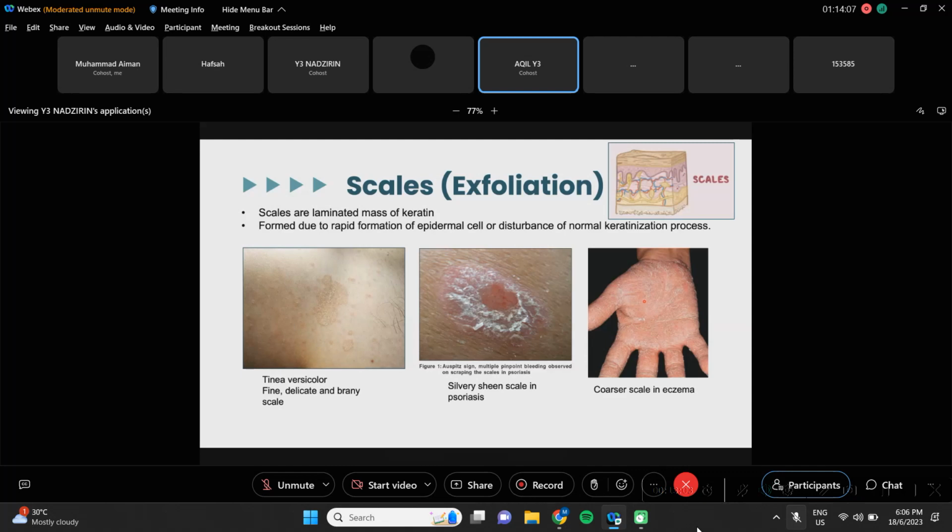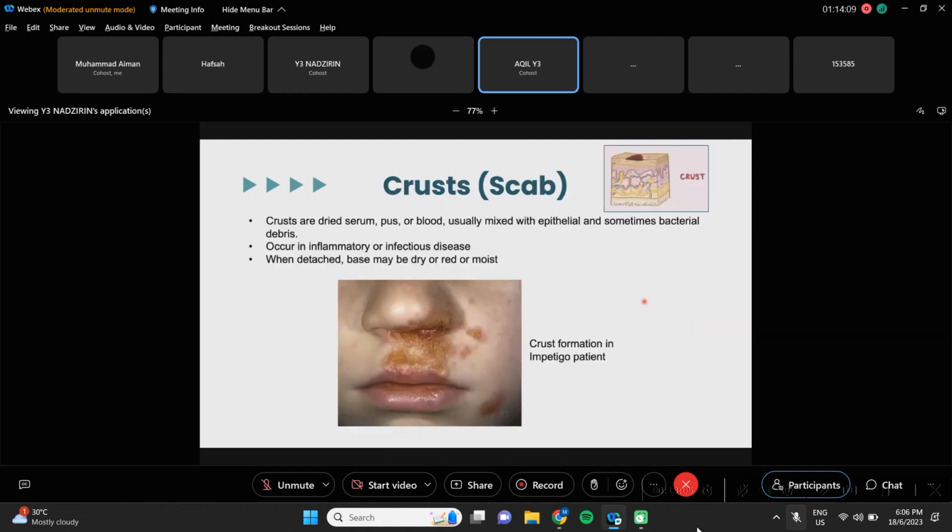Okay, the next one is the crust. Crust is dried serum, pus or blood, and usually mixed with epithelial and sometimes bacterial debris. It usually occurs in inflammatory or infectious disease. And when detached, the base of the crust itself may be dry or red or moist. This picture is the crust formation in an impetigo patient. Okay, next slide.